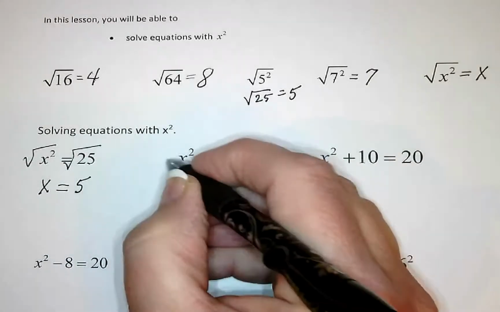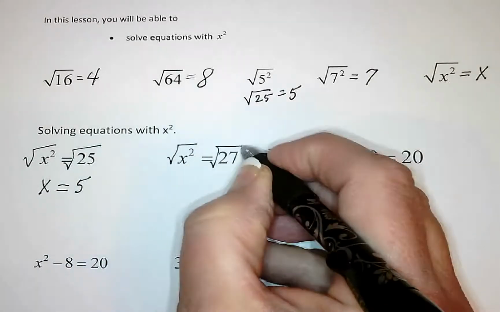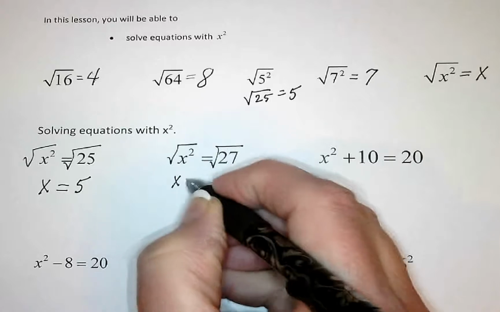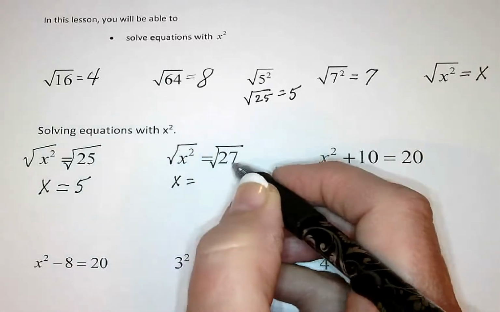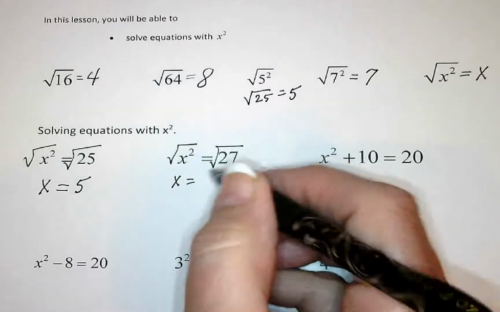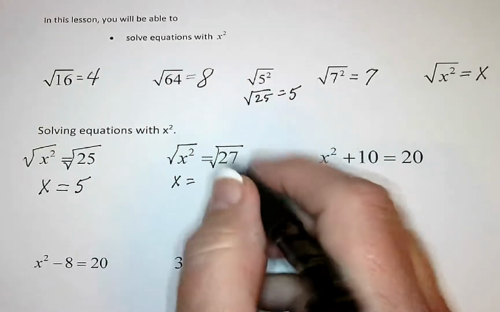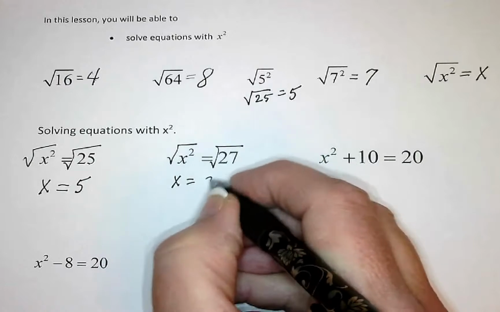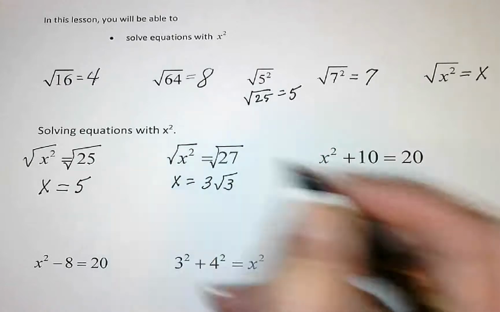x squared equals 27. Again, I don't want x squared, I just want x, so I'm going to square root both sides. The square root of 27 is something that needs to be simplified. And when you look on your chart for simplifying square root of 27, you would get 3 square root 3.